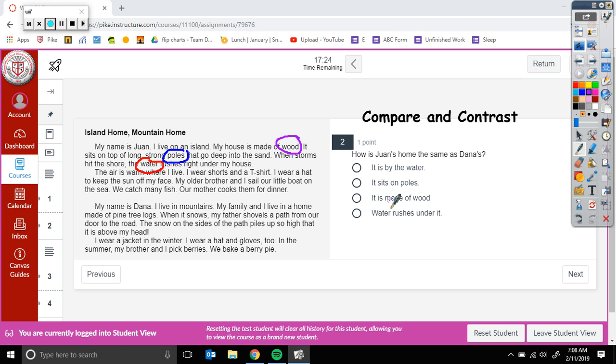Last one. Water rushes under it. Huh. Let's see. Do I see that sitting somewhere? Oh, right here. Water rushes right under my house. All right, so all these four options go with Juan. And now let's look at Dana. What does Dana have?